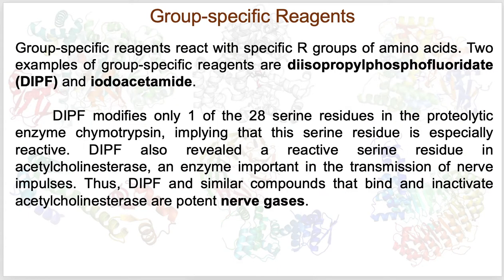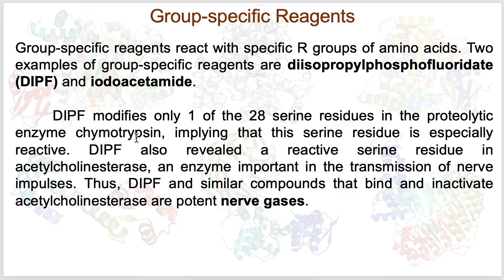First, group specific reagents. The group specific reagents react with the specific R groups of amino acids of the enzyme, and thus inactivate them. And these are two examples of group specific reagents, that is irreversible inhibitors. One is DIPF, diisopropyl phosphofluoridate, and iodoacetamide. In case of DIPF, this inhibitor can actually inhibit different enzymes, such as it acts as an inhibitor for chymotrypsin enzyme and also acetylcholine esterase enzyme.